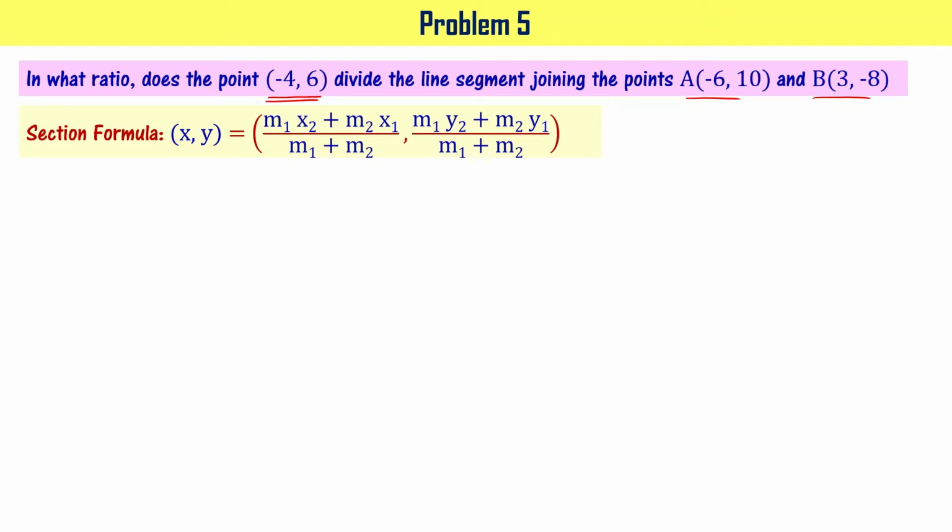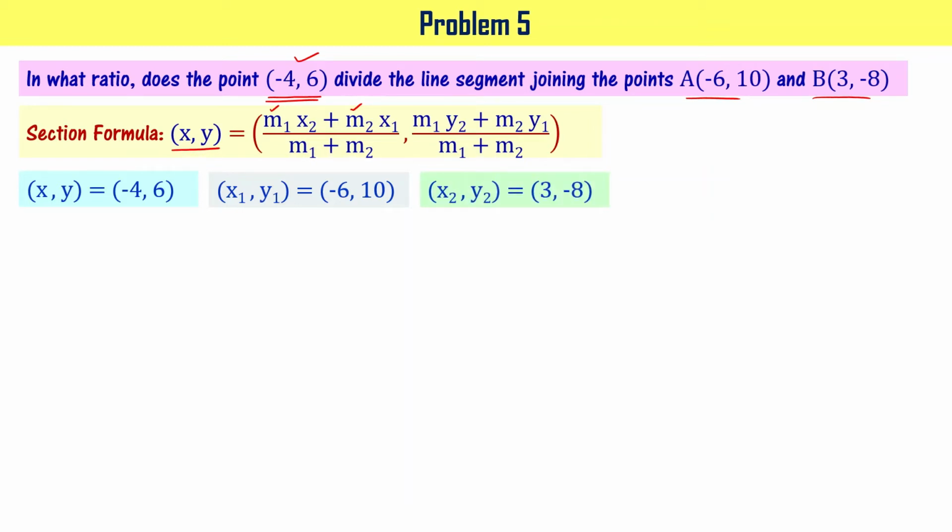The ratio is given by m1 and m2. Actually, the ratio is going to be m1 is to m2, right? Now let's say that x, y is minus 4, 6. This is the section point, right? And x1, y1 is A, that is minus 6, 10. And x2, y2 is B, that is 3, minus 8.